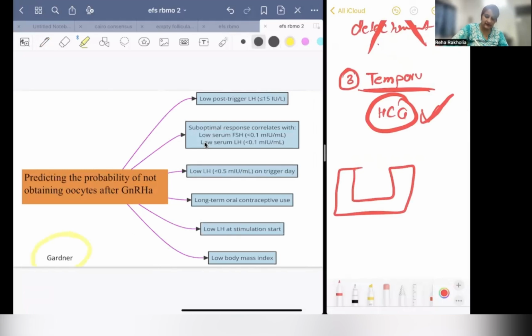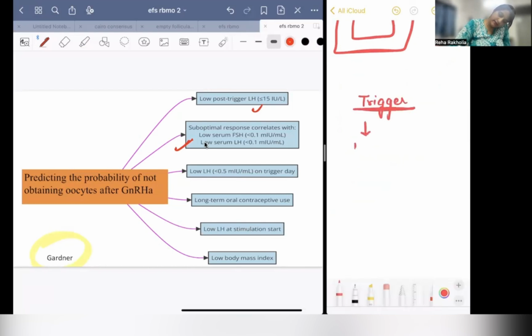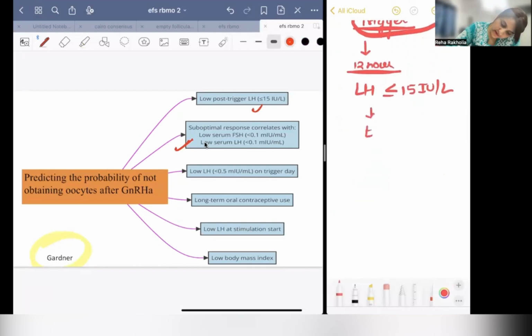See, it is from Gardner. We have taken it from Gardner, predicting the probability of not obtaining oocytes after GnRH agonist. Either there is low post-trigger LH. First of all, I think this should be the first point, but okay. If we give the trigger and 12 hours after, we measure LH, and if it is less than 15 international units per liter, we are talking about a GnRH agonist trigger, it has more chances of empty follicle syndrome.